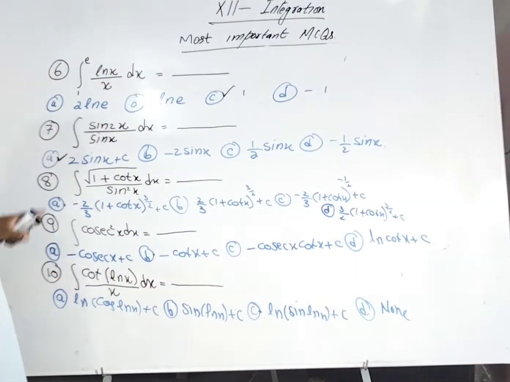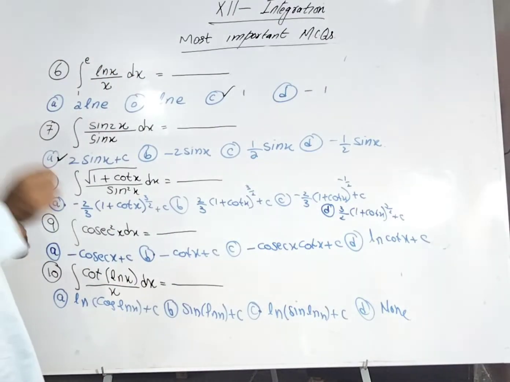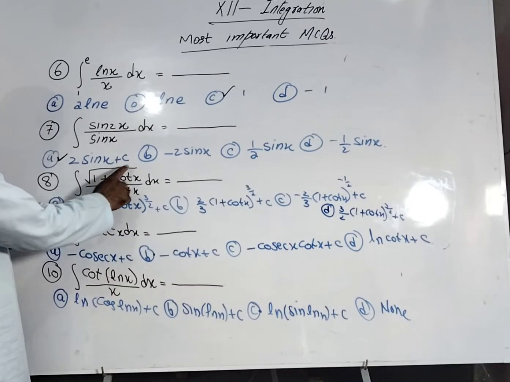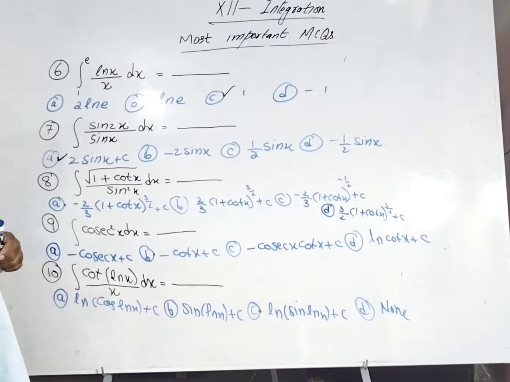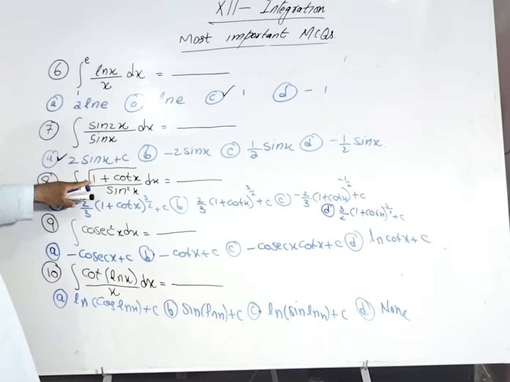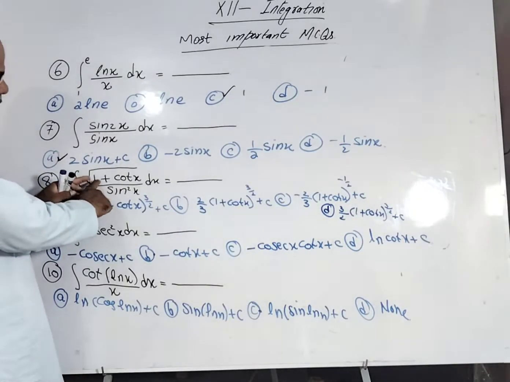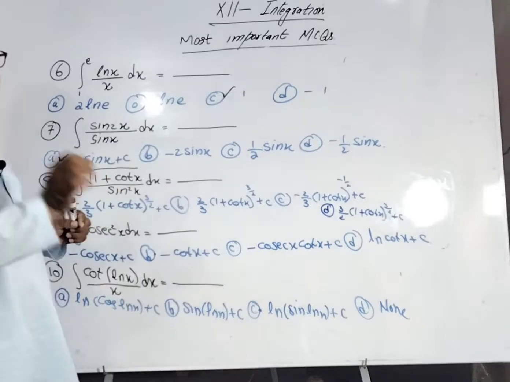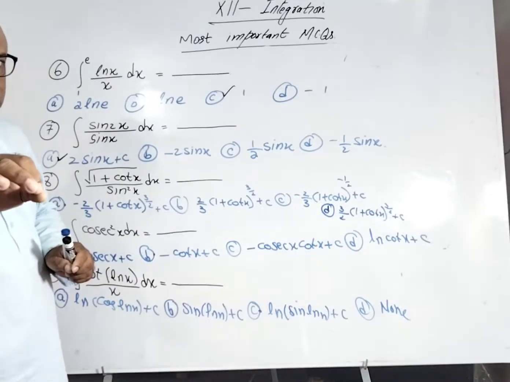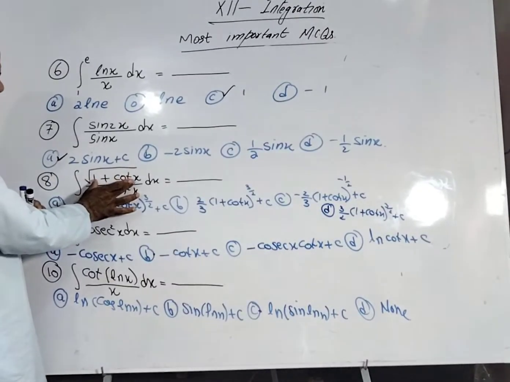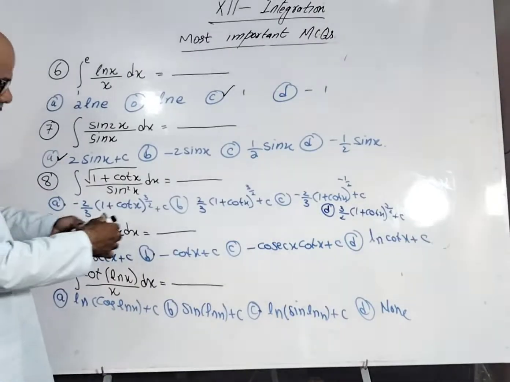Now come to the 8th MCQ. Again a very important MCQ here. This is the radical of 1 plus cot x, divided by sin square x. Now if we find the derivative of 1 plus cot x, the derivative of 1 is 0, the derivative of cot x is minus cosec square x. That can be written as 1 upon sin square x. It means again here the function, and this is its derivative here.